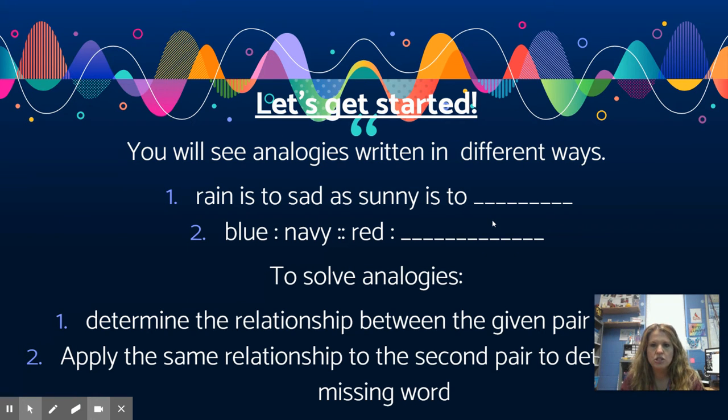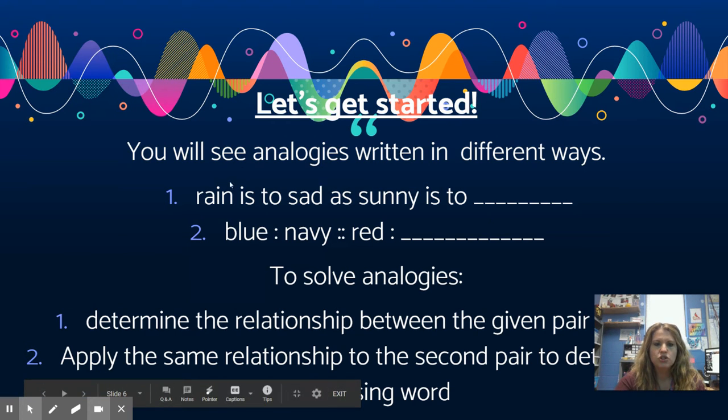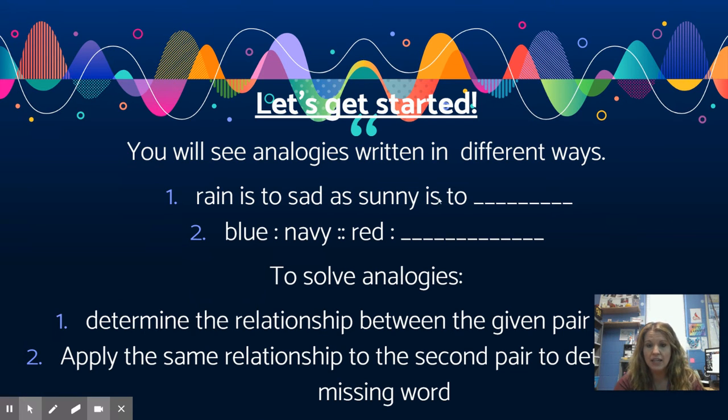You'll see analogies written in 2 different ways. So the first way is actually written out in words, and it's rain is to sad as sunny is to blank. What do you think you would fill in the blank there? Rain seems sad, sunny seems happy.